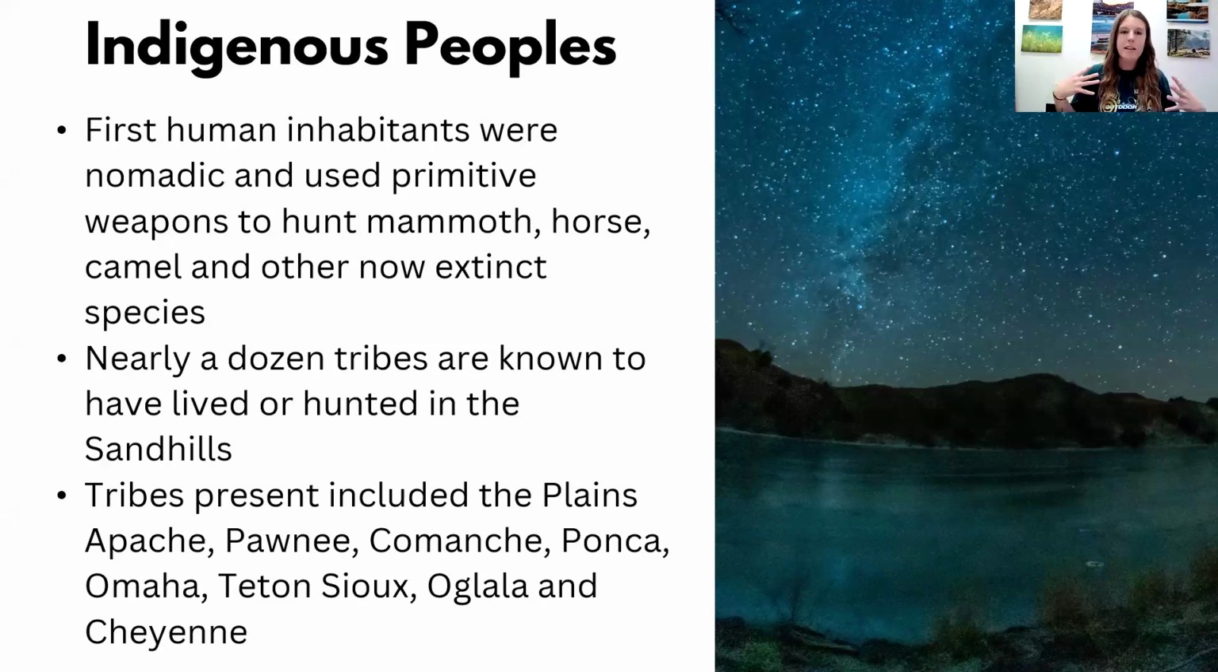When we say the first human inhabitants, they were nomads and they used primitive weapons to hunt different animals that were in this area. So there were indigenous peoples here long before colonialism moved across western Nebraska. The sandhills were a resource for people. They used their primitive tools and hunted things like mammoths and horses and camels and other now extinct species. So yes, Nebraska did have camels and horses.